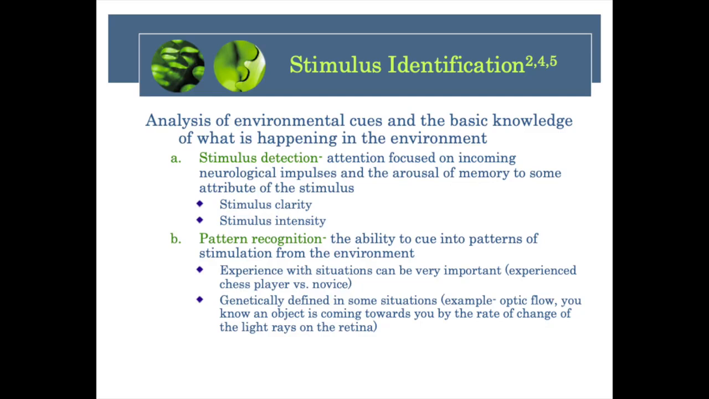So stimulus identification is the first stage, probably in a serial progression, and it has two parts: the detection of the stimulus and then recognizing the pattern.